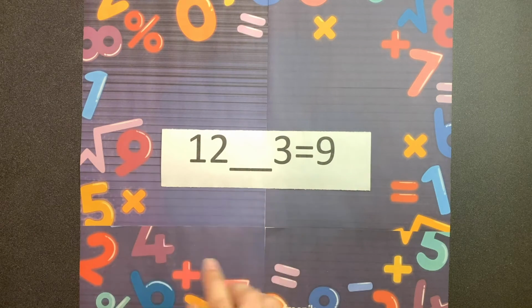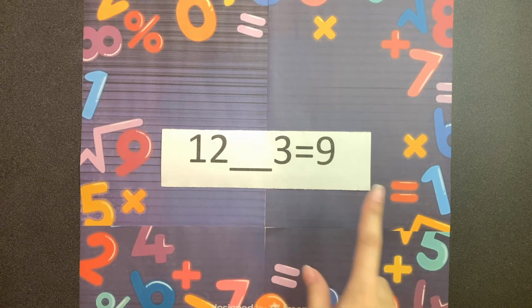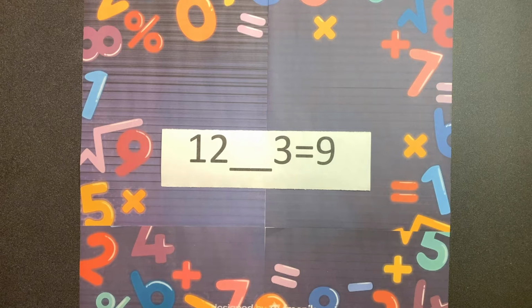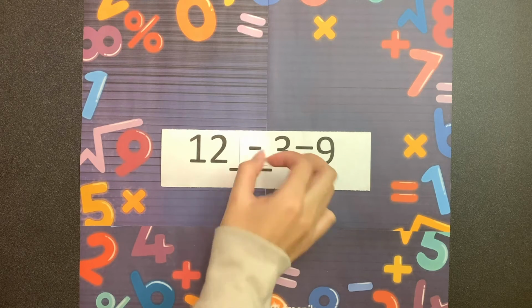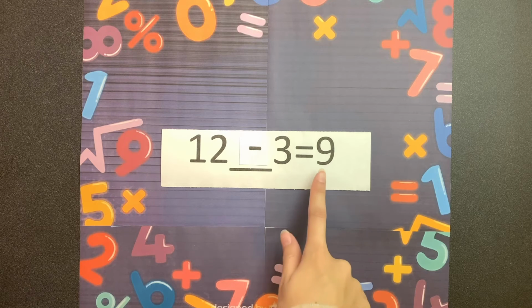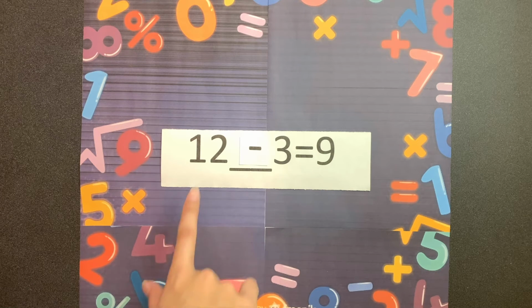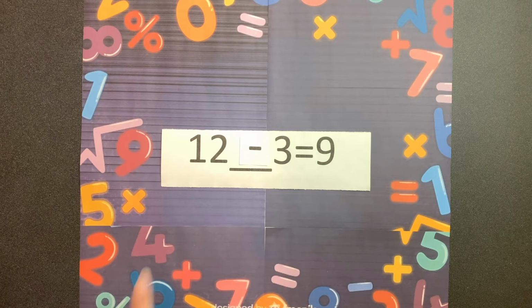We have 12 blank 3 equals 9. What are we thinking? Addition or subtraction? Let me hear your answers, friends. Subtraction! For this one, we have to subtract. Do we see how 9 is smaller than 12? 12 is bigger than 9, right? We can't get 12 plus 3 to equal 9. That doesn't make sense. So we're subtracting.